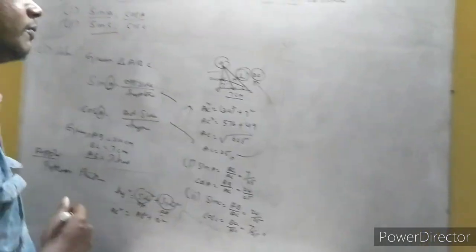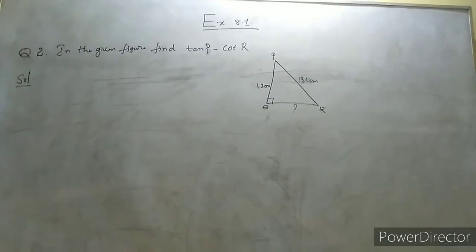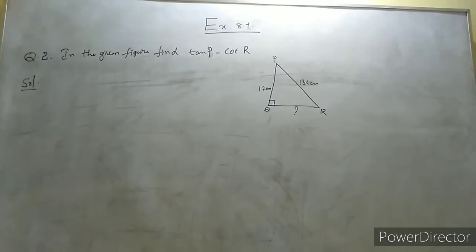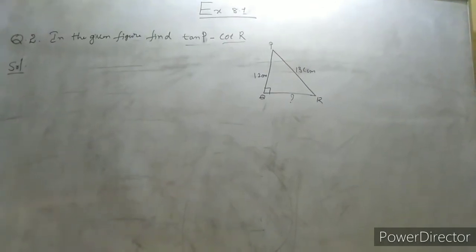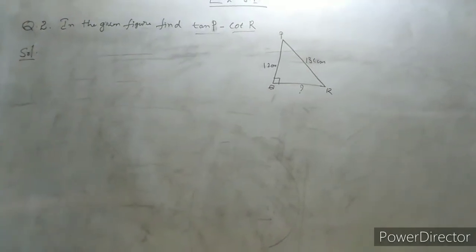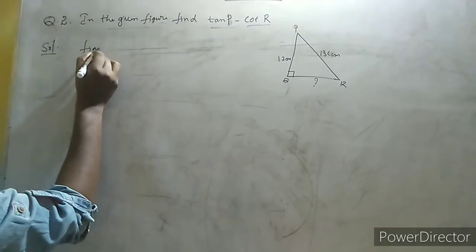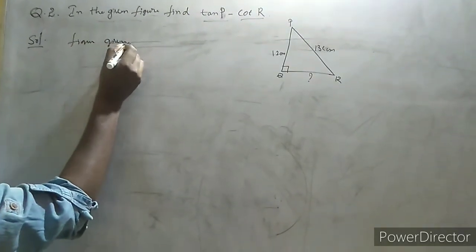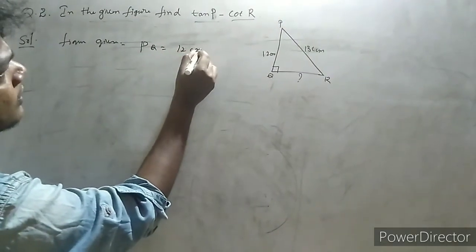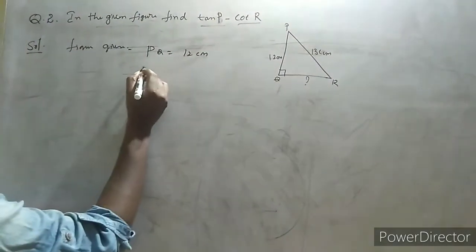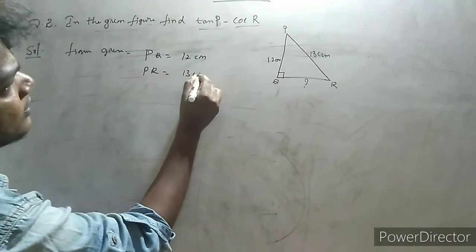This is problem 4. The second problem is, in the given figure, find tan P minus cot R. So tan P and cot R. What is given in the figure? PQ equal to 12 centimeters and then PR equal to 13 centimeters.